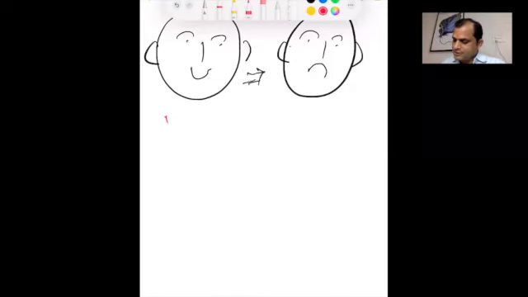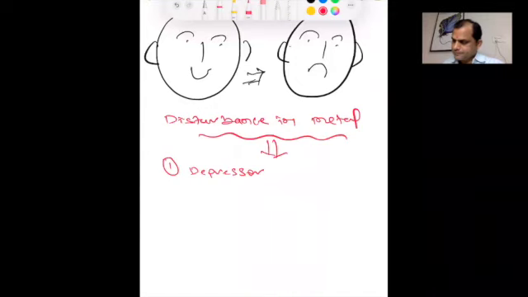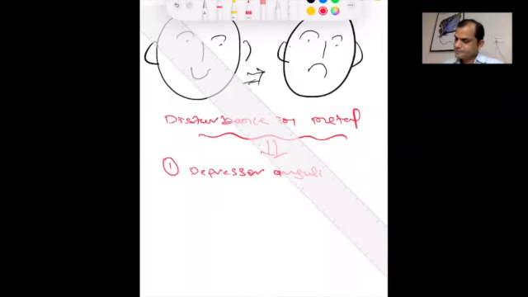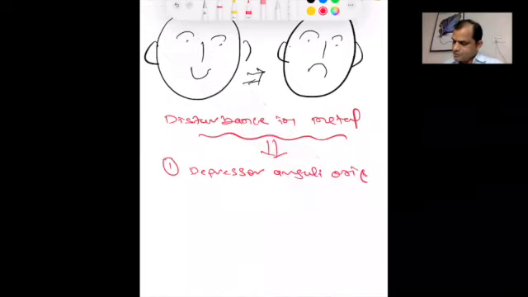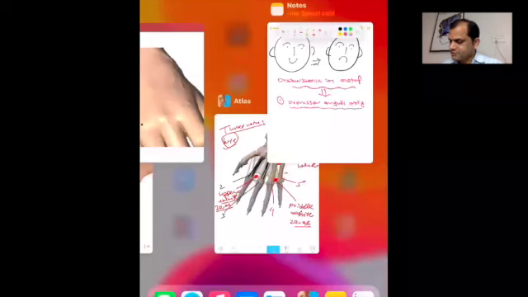So the disturbance in the metal is disturbing our muscle. Number one muscle is called depressor anguli oris. This is the first muscle which becomes very tight. Depressor anguli oris. Let's see where this muscle is.